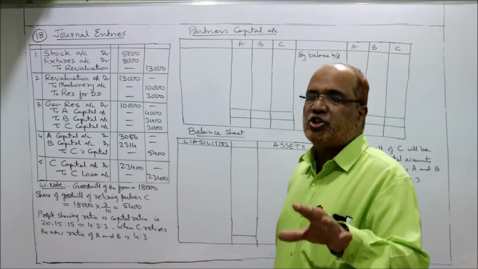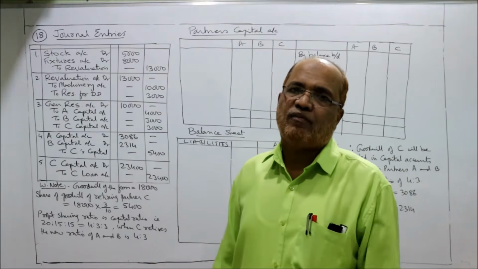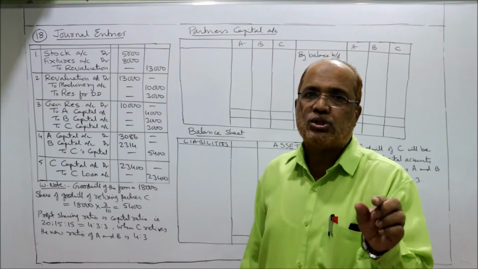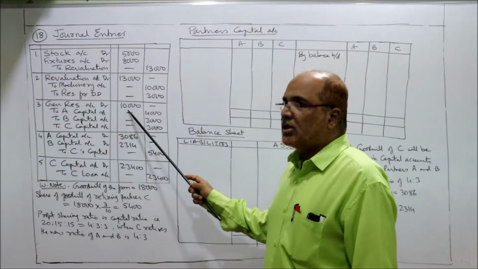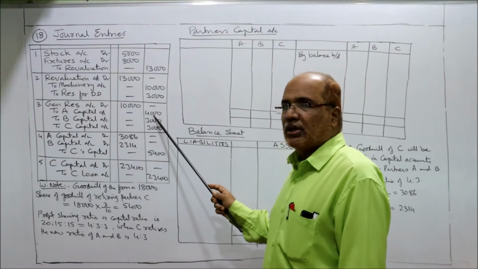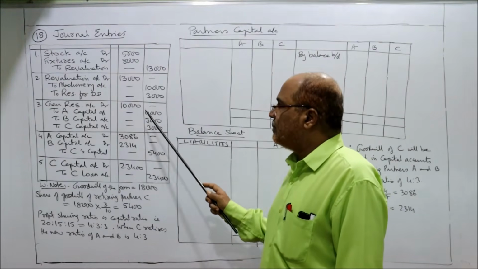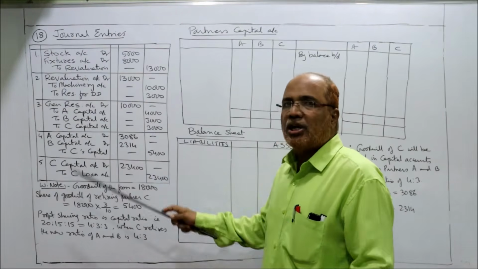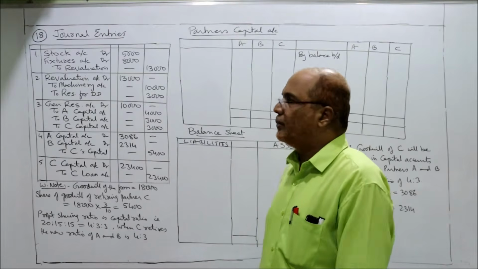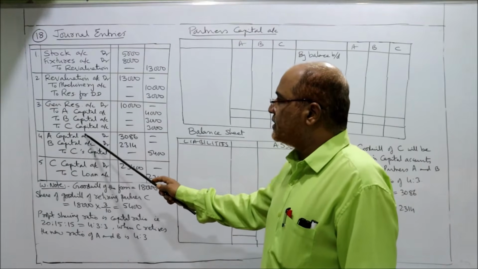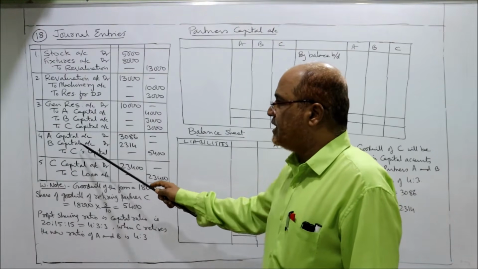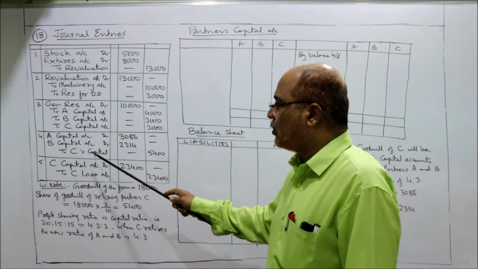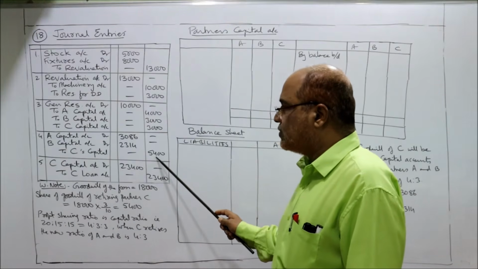This general reserve will be shared by all the partners in the profit sharing ratio 4:3:3. So 10,000 into 4 by 10, 4,000. 10,000 into 3 by 10, 3,000. 3,000. Being the general reserve shared by all the partners. Then A's capital account debit 3,086, B's capital account debit 2,314, to C's capital 5,400.